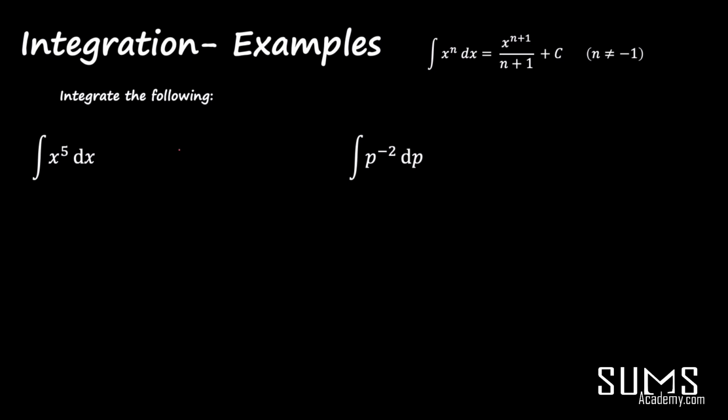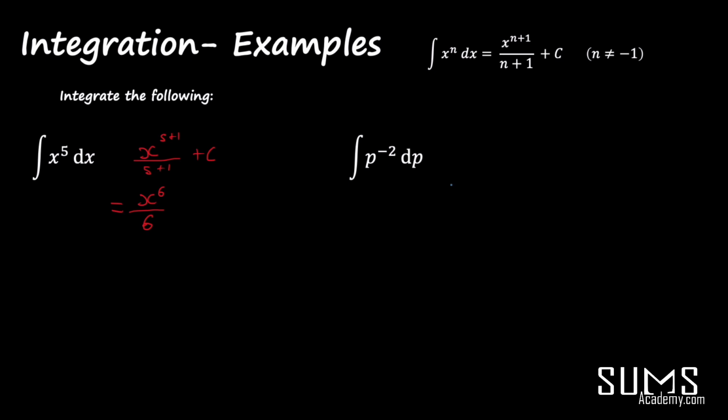All right, so here we'll integrate the following. 5x to the power of 5, okay? So this becomes x to the power of 5 plus 1 all over 5 plus 1 plus c. This becomes x to the power of 6 over 6.